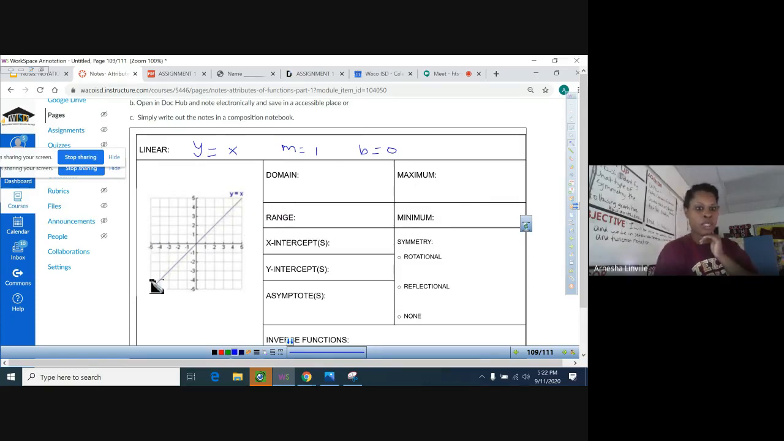Your domain, when you go left to right, you are going from negative infinity to positive infinity. It looks like an 8, it should be an infinity sign.